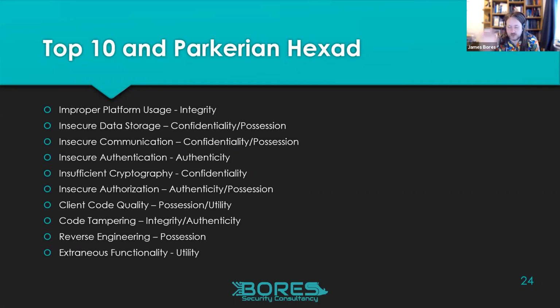And this is how I tie the Parkerian Hexad across, because ultimately everything on that top 10 risks you can say is a failure of one or more controls. So improper platform usage, well, we cannot trust the integrity of the platform. Simple as that. There's also questions around the confidentiality and possession, and there's questions around the utility, but let's say it's integrity for now. So long as we can map all of them across and say that they're covered by the 6, then we can use those 6 attributes as the basis for how we're going to do threat modeling.